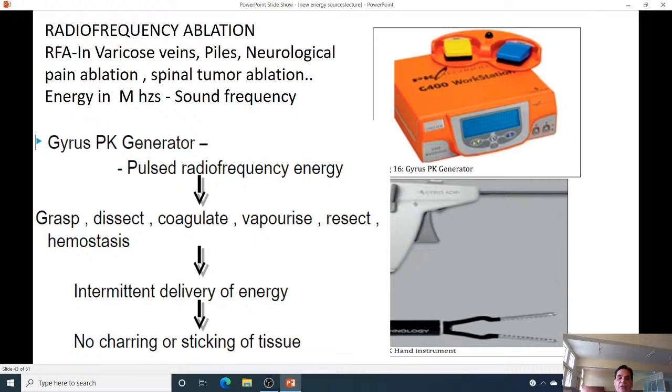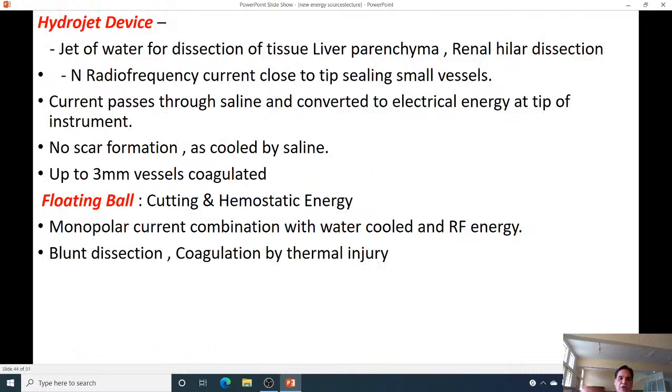RFA is used for piles, neurological pain ablation, spinal tumor ablation. Energy here is in megahertz. It is a sound energy. Radio frequency sound. Sound waves are used. And it is a pulse radio frequency energy which can grasp, coagulate, vaporize, resect and give hemostasis. But with this, there is no charring or sticking of the tissue. So RFA is used with specific purpose and nowadays used very commonly in varicose veins.